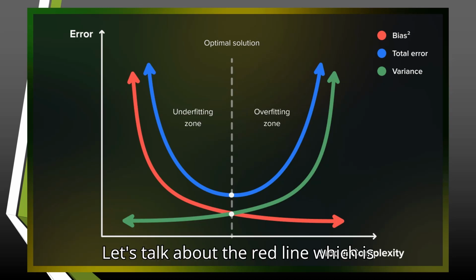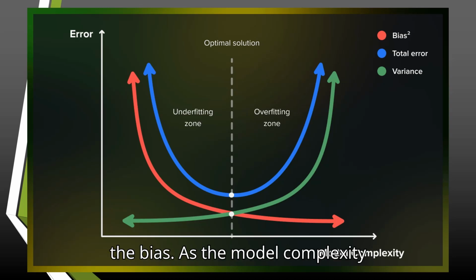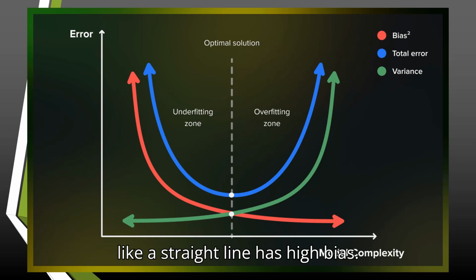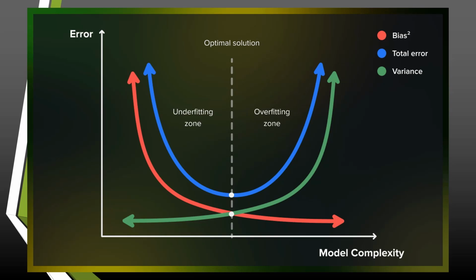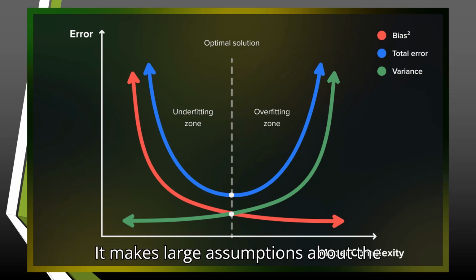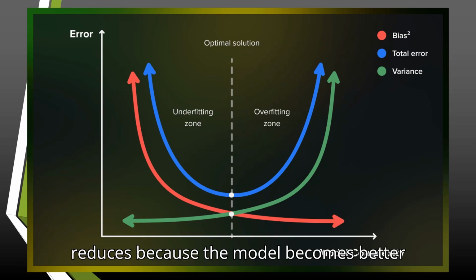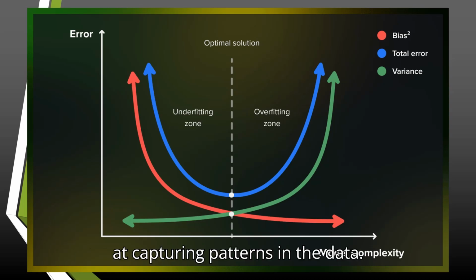Let's talk about the red line, which is the bias. As the model complexity increases, the bias decreases. This makes sense because a simple model like a straight line has high bias. It makes large assumptions about the data. But as we increase the complexity of the model, bias reduces because the model becomes better at capturing patterns in the data.